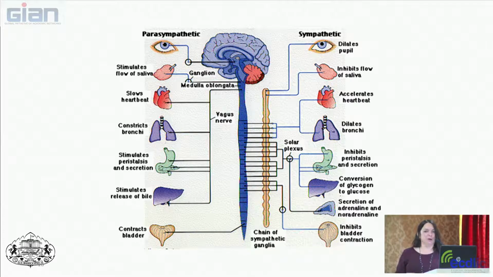So while we're busy doing all kinds of other things and attending to things, our autonomic nervous system is always under this regulation of these two balance mechanisms.